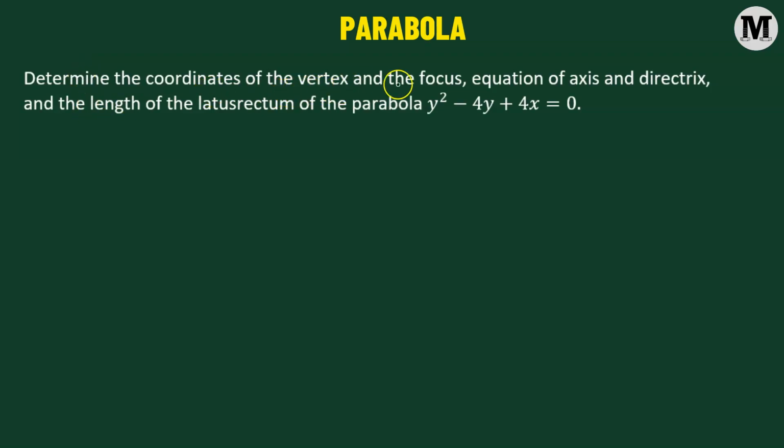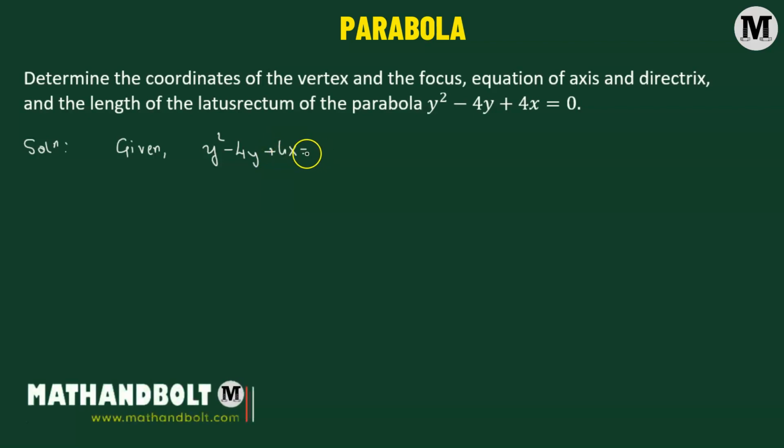Determine the coordinates of the vertex and the focus, equation of axis and directrix, and the length of the latus rectum of the given parabola. Let us begin. We'll start with the given equation of the parabola. Here we have y squared minus 4y plus 4x equals 0.